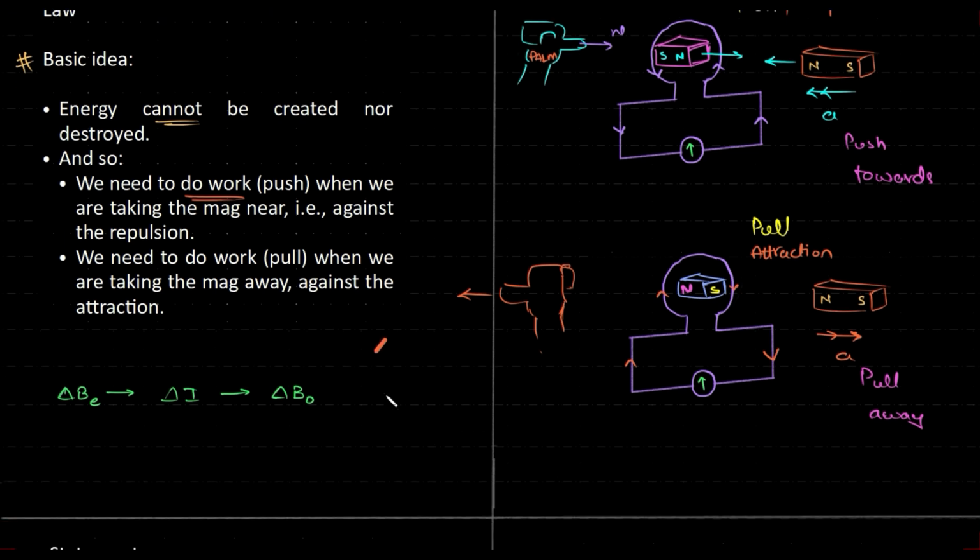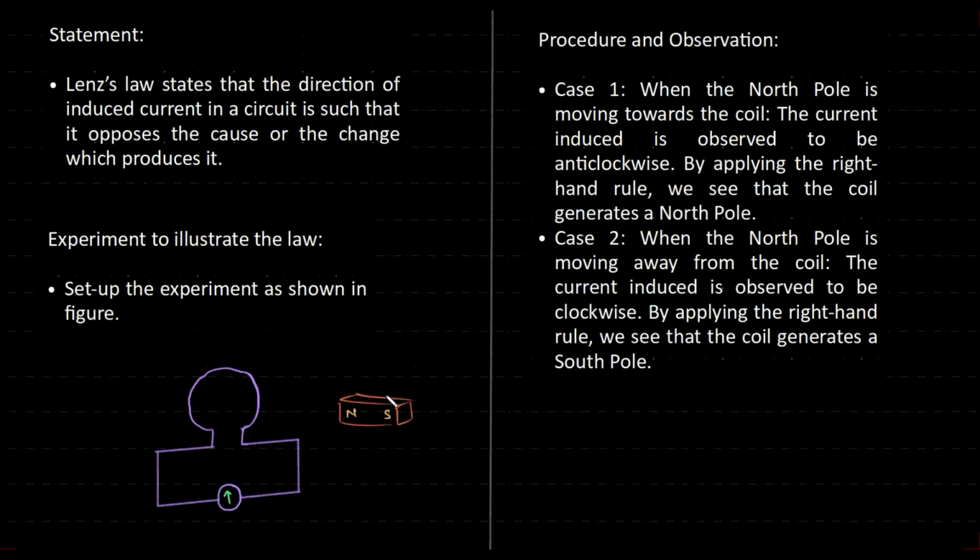So I have the actual theoretical stuff that is needed for your exam. This is how you have to present the answer. Lenz's law states the direction of induced current in a circuit is such that it opposes the cause or the change which produces it. The word opposes is important. Experiment to illustrate this law.